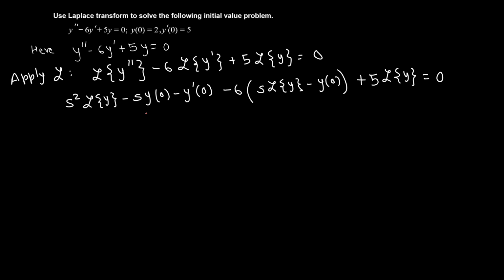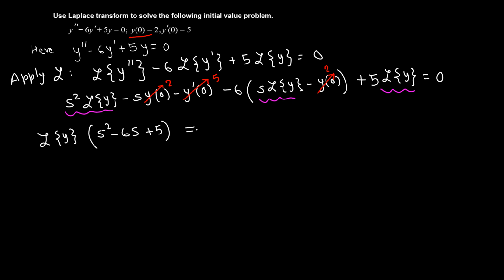Now we apply the initial conditions. We have y(0) equals 2, so this y at 0 is 2, and y'(0) is 5, and y(0) is 2. From these terms, here is Laplace of y, here is Laplace of y and Laplace of y. So let's factor Laplace of y. Then we get s squared here, we need to distribute negative 6, so that makes negative 6s, and there's a plus 5.